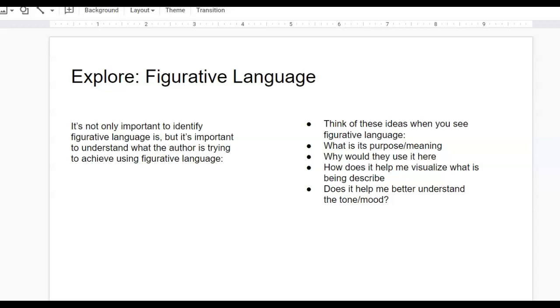So if I say, man, I am so hungry I can eat a horse, what are you thinking about? Or if I said he runs as fast as a cheetah, what do you see when you see the figurative language? And will the figurative language help you understand tone and mood better? Okay, can you feel what the author is telling you, or can you sympathize with them? So, like I said, it's important that you identify it, but you also have to explain what the figurative language means.